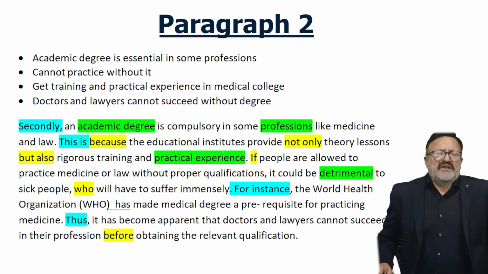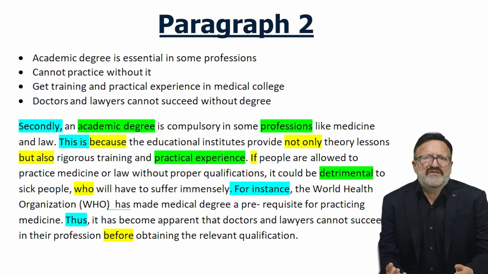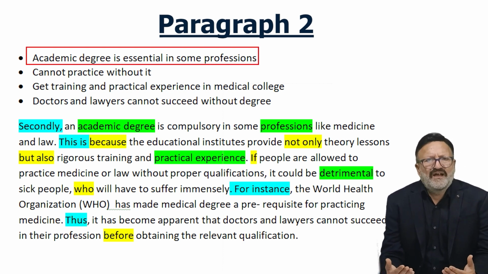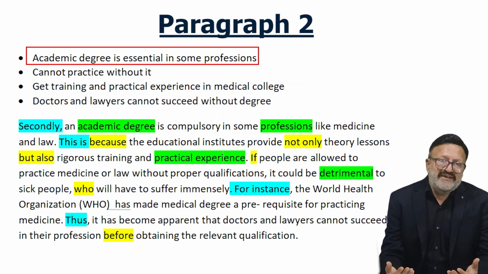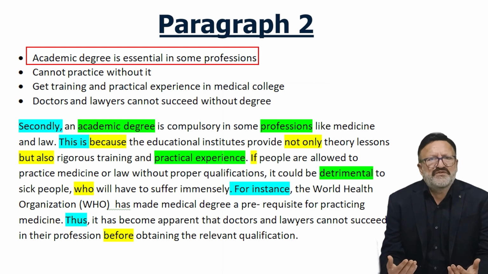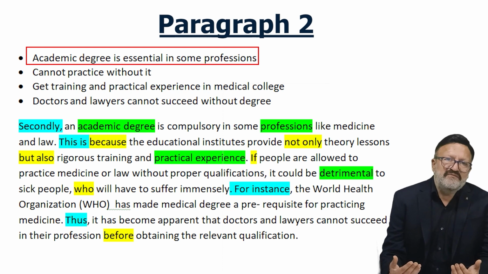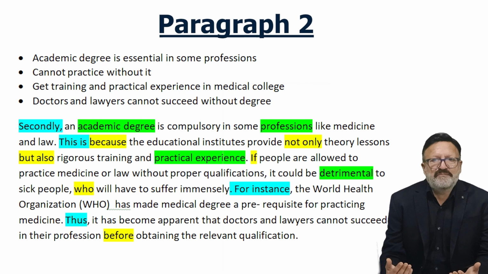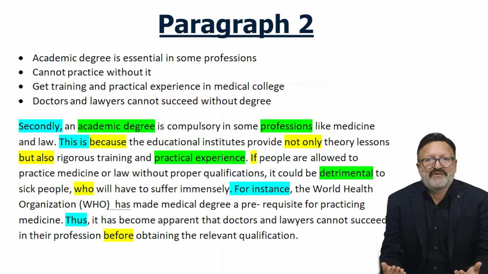So in the second paragraph, apart from using the second main point, which is academic degree is essential in some professions, I have noted that we cannot practice without these qualifications, and these qualifications give you training and practical experience in the medical college. So let us begin with the second paragraph. Secondly, an academic degree is compulsory in some professions like medicine and law. So here I have used "secondly" as the linker and academic degree and professions as my topic vocabulary.